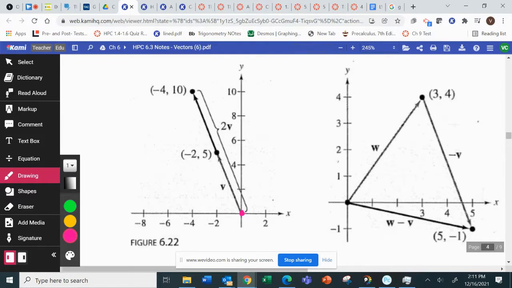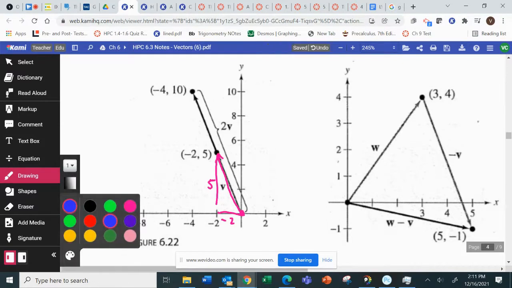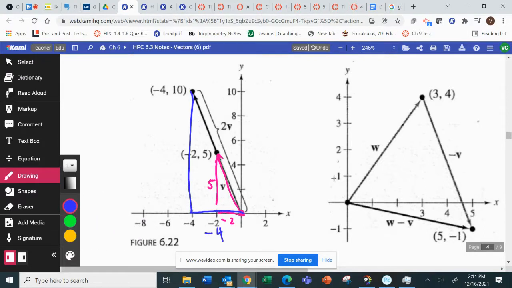Okay. So here I've got vector v, which is negative 2, up 5. We multiplied it, and we ended up at negative 4, up 10. So vector 2v is the whole thing. Any questions about that?